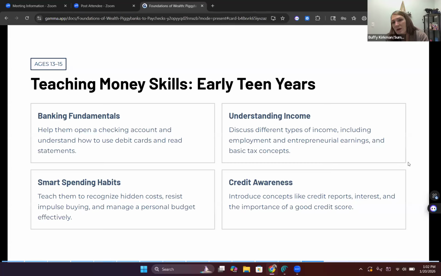Basic tax concepts. Hey, the money that you make, you also have to pay taxes on. So I taught Leon the difference between a gross income and a net income. The gross income being what you make first, and then after all of your expenses are paid and the taxes are paid, this is what you have left over. That's your net. So they can understand that at this age. Smart spending habits: looking for things, what they cost, resisting impulse buying, and how to manage their personal budget. Okay. They should also understand how things like a credit report or your interest or a good credit score is actually going to affect them later.